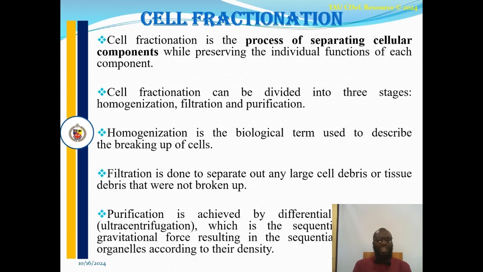Homogenization is the actual breaking up of the cell. You have to break up the cell to separate the cellular organelles. So how do you break up the cell without losing the functions of the individual components within the cell? This is what homogenization is, and we have different materials, different tools we use for homogenization. We have what we call the homogenizer, and there are other things that can be used, like even the pestle and mortar. Then after that, we filtrate.